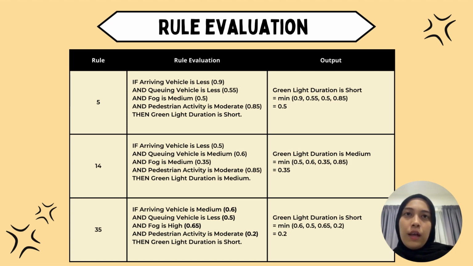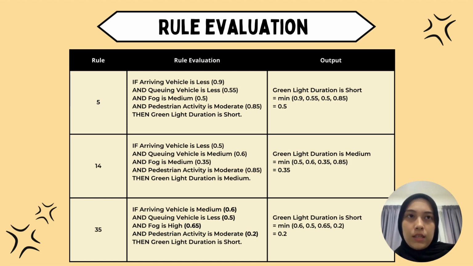So, for example, rule 5 evaluation: if arriving vehicle is less, which is 0.9, and queuing vehicle is less, which is 0.55, and fog is medium, which is 0.5, and pedestrian activity is moderate, which is 0.5, then green light duration is short. So the output will show that green light duration is short, which is the minimum of 0.9, 0.55, 0.5, 0.85, giving the light duration 0.5.